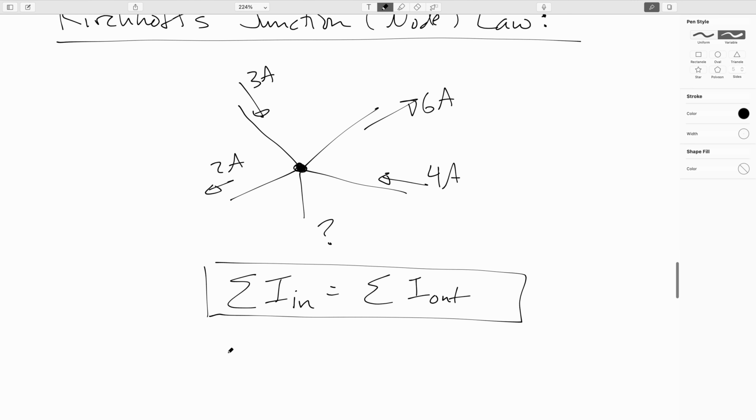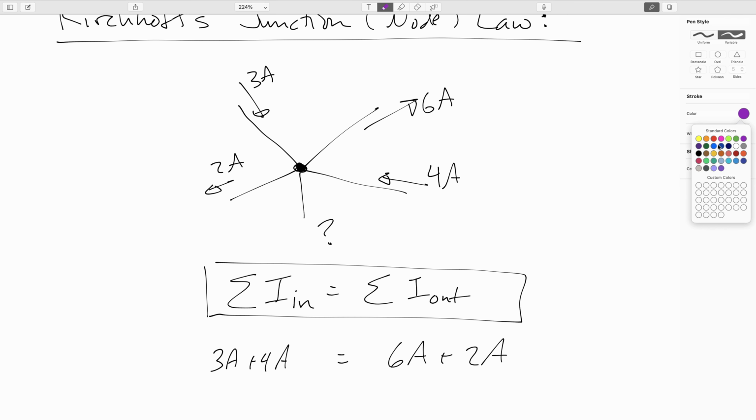So if we want to think about our mystery current here, what have we got going inbound that we know about so far? Well, we've got 3 amps plus 4 amps inbound there. Outbound, we've got 6 amps and 2 amps. So this is 7. This is 8 so far. So our mystery current must turn out to be 1 amp, and it must be going inbound.